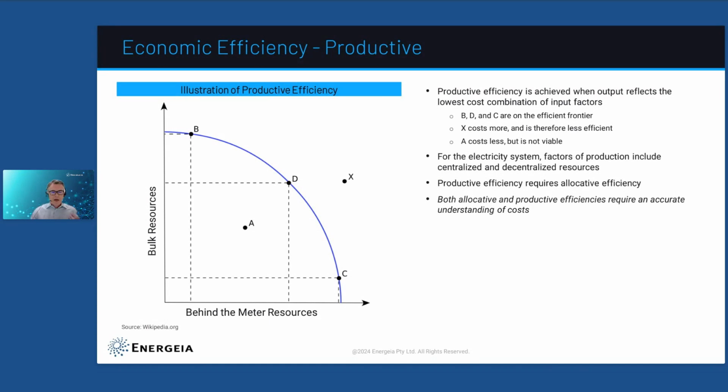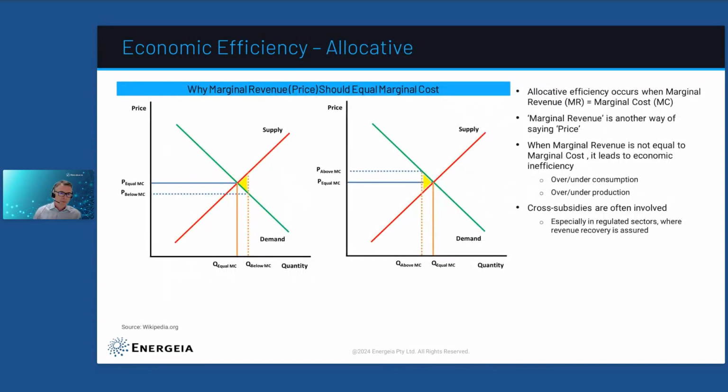In this case, you could have a lot more bulk resources and fewer behind the meter. Here, you've got a lot more behind the meter versus bulk resources, and we don't know for sure. It would take a lot of work to figure out what the appropriate mix is. But to achieve productive efficiency, one of the key things that has to occur is that you have to have allocative efficiency. If you do not know what the price of bulk resources are or the price of behind the meter resources, the economy cannot find that most efficient equilibrium. So fundamental to this is ensuring that prices are correct and that prices are correct based on correct understanding of costs. So let's turn to allocative efficiency.